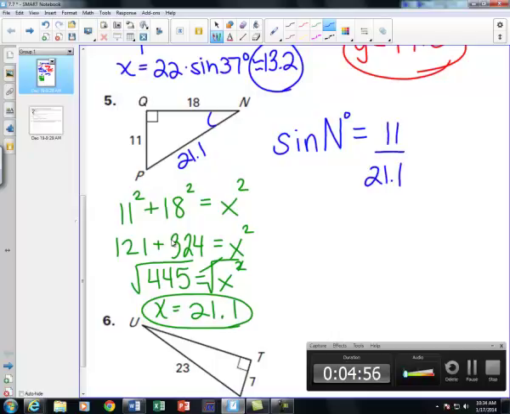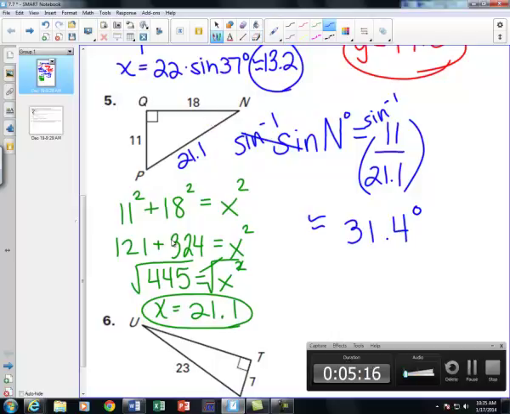Now, if you recall, whenever we're finding an angle measure, we've got to cancel that sine with arc sine or inverse sine, and that's sine to the negative first. So in your calculator, you're going to hit second sine 11 over 21.1, and you're going to get approximately 31.4 degrees for angle N. So I'm going to put that in here.